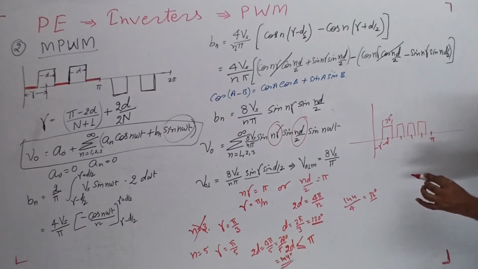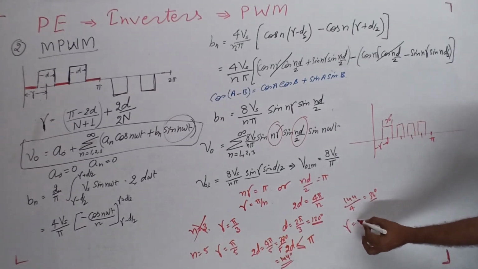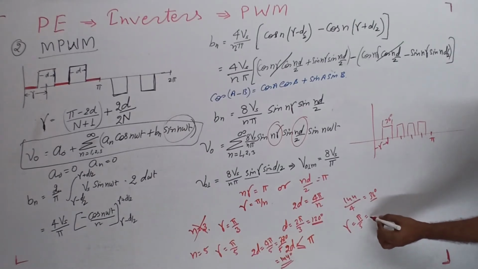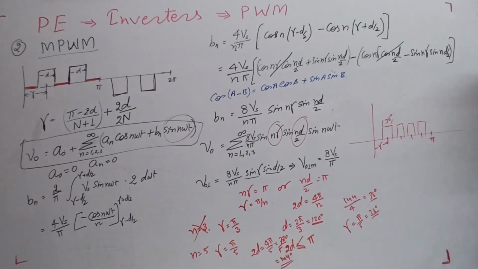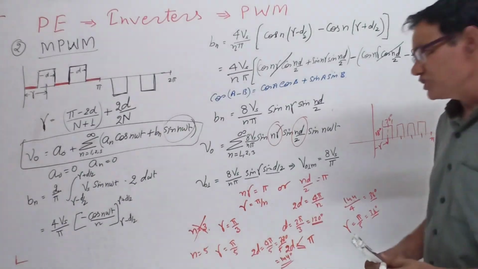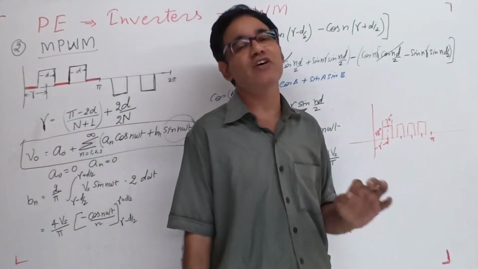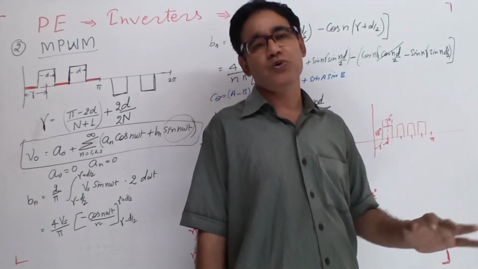So this is the 36, and gamma we already know. Gamma is pi by 5, so pi means 180 degrees by 5 is 36 degrees. Okay, it is also 36 degrees. So this is 18 degrees and this is also 18 degrees, half of that. So this is the way we can easily eliminate the fifth harmonic from the output.